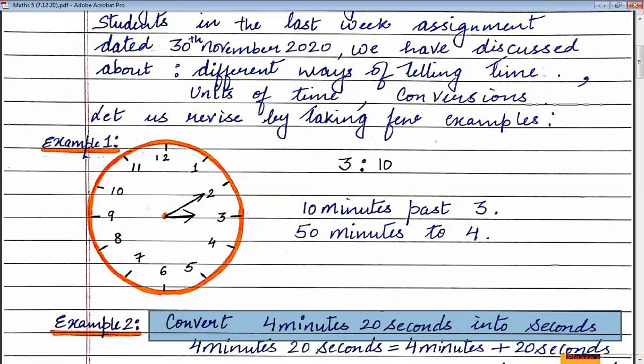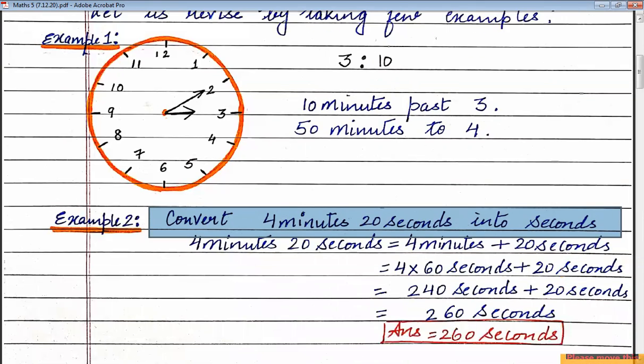Now they are already seconds. Only we have a problem with 4 minutes. Okay, 20 seconds is already in seconds. So we have no problem with 20 seconds. You just have to convert your 4 minutes. Now children, you have to see how many seconds there are in 4 minutes. Now, can you tell me how many seconds are there in 1 minute?